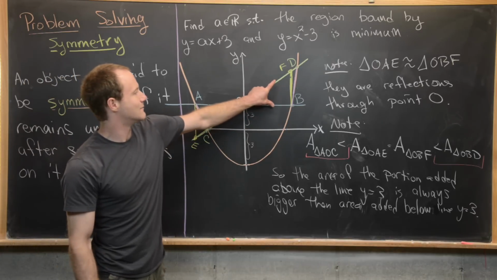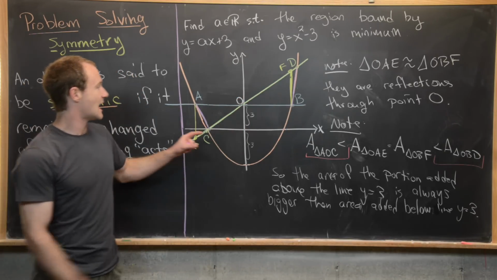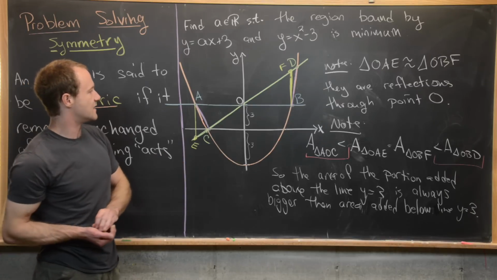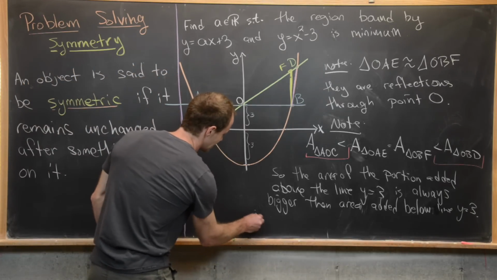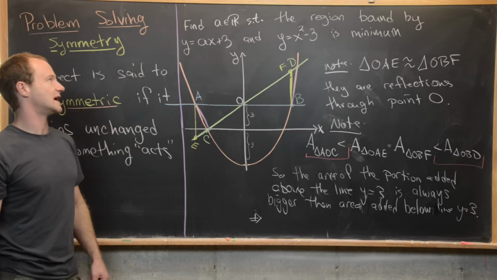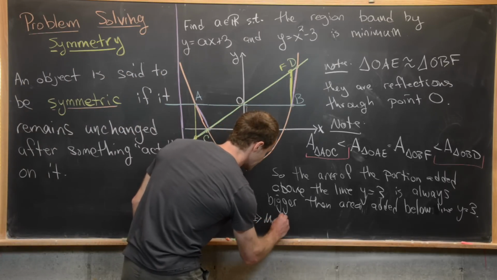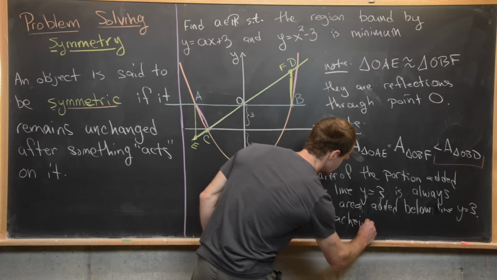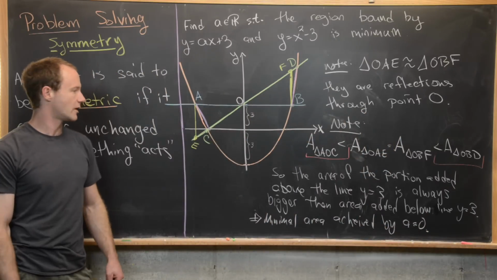So if we're always adding more area above than we are subtracting below, then that means tilting this line is always going to give us a larger area than if we just had a horizontal line. But what that tells us is that the minimal area is achieved by a horizontal line, but a horizontal line has slope of 0. In other words, A is equal to 0. So let's write that down. So minimal area achieved by A equals 0. Okay, good.